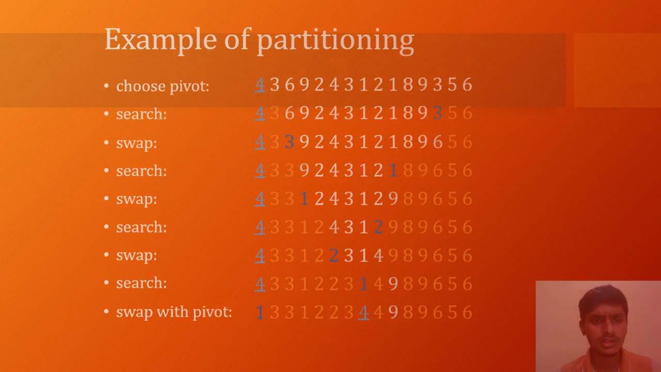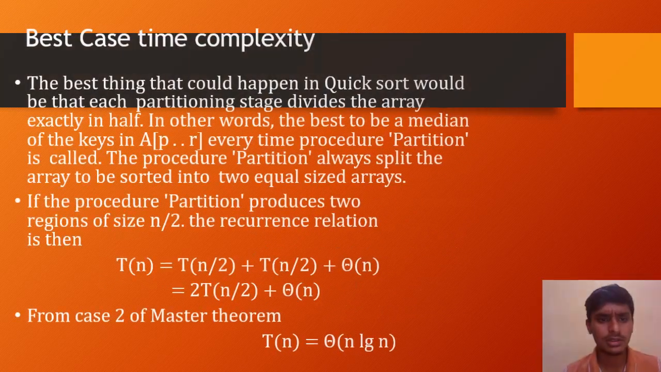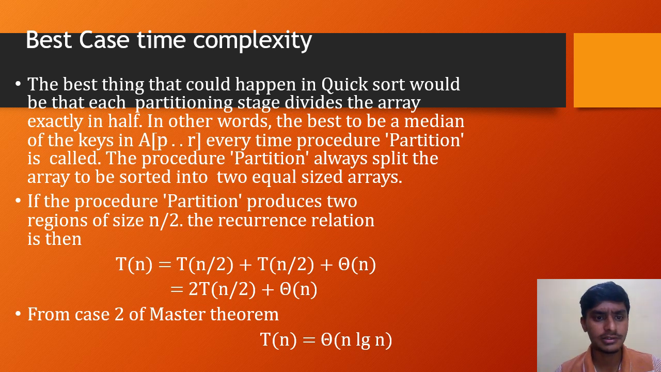Best case time complexity. The best thing that could happen in quicksort would be that each partition stage divides the array exactly in half. In other words, the pivot would be the median of the keys in A of P every time the partition procedure partitions the array to be sorted into equal sized arrays.